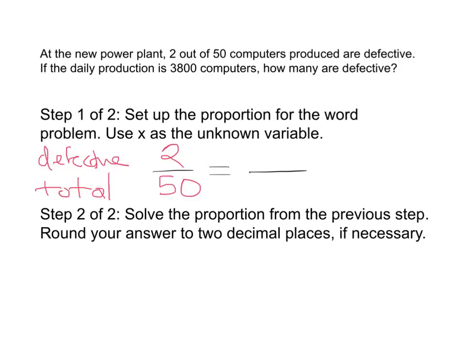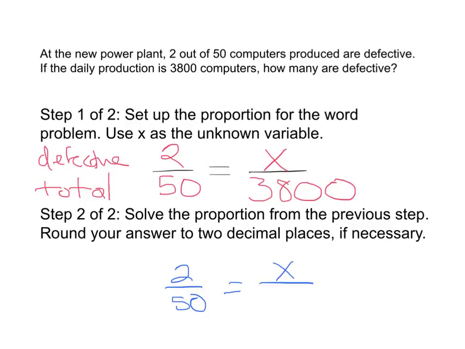And then next it says, if the daily production is 3,800 computers, how many are defective? So the thing that we're looking for, the defective number, is what we don't know. And the total produced in this instance is 3,800. So we've got the total on bottom, defective on top. And next up, we're just going to set it up and solve it. 2 over 50 equals x over 3,800.